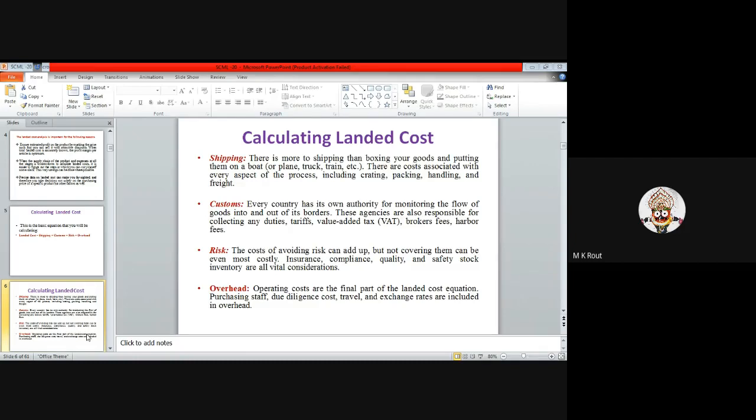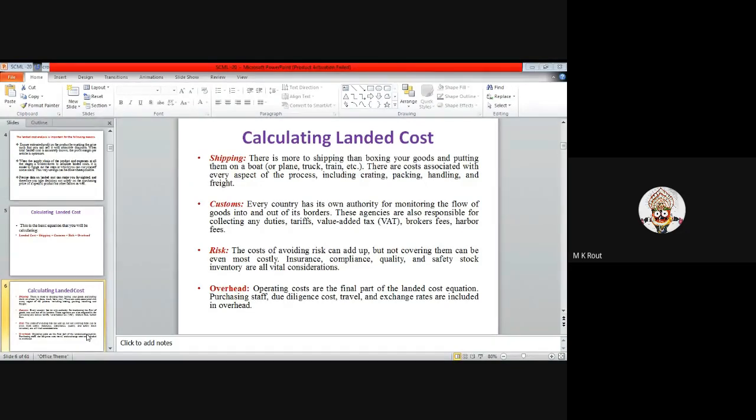As you know, in the case of Pune, the most dangerous explosion happened because they were just avoiding the risks in case of ammonium nitrate. So due to these avoidable risks, especially with reference to safety stocks, quality, compliance, and insurance, these are very vital considerations as far as landed cost is concerned.